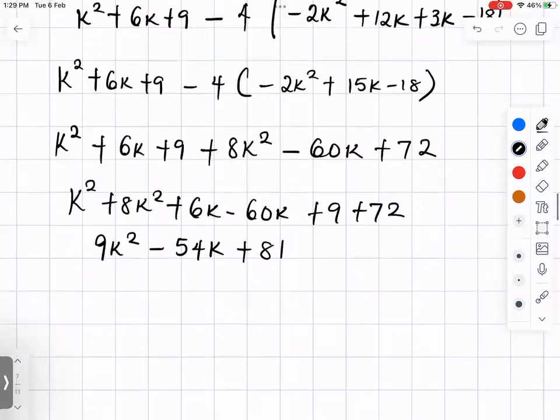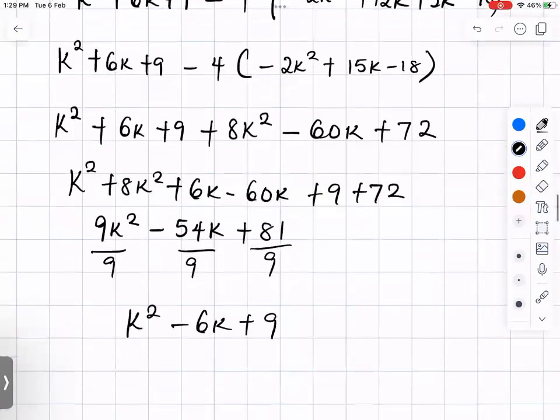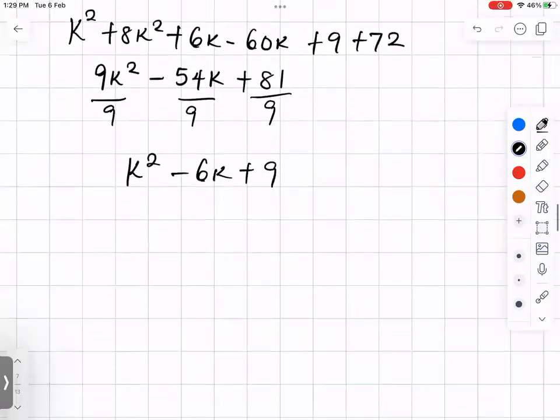So we can factorize, we can simply reduce this. I will divide through by 9. So this gives me k squared minus 6k plus 9. So this makes the work easier for you by dividing through by 9. So I can simply factorize this, or you use your quadratic formula.